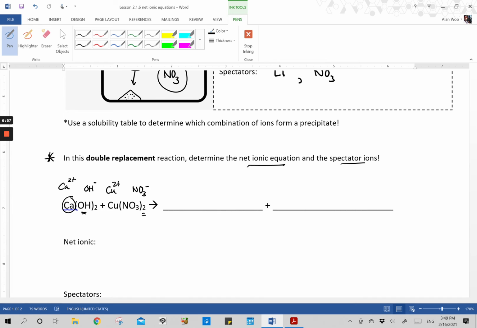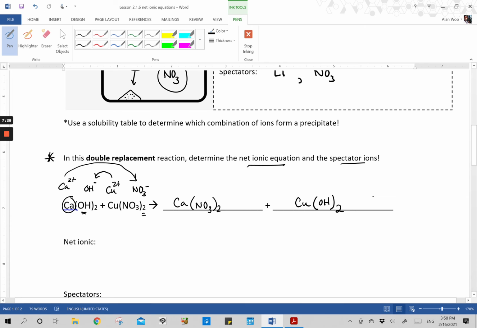In this case, because it's a double replacement reaction, we know that Ca and NO3 can react together. That could be a possibility. So Ca(NO3)2 could be a potential product. Cu and OH is also a potential product. Because Cu has a positive 2 charge, we're going to need two hydroxide ions in order to balance out the charge. So it's going to be Cu(OH)2.